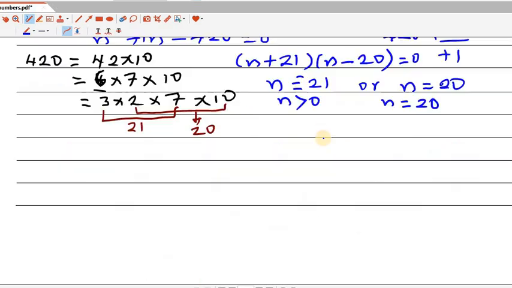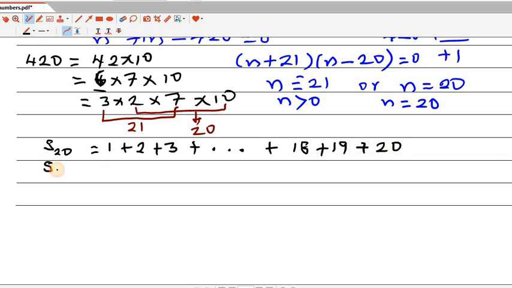Let's see how the answer makes sense. What they're saying is the sum from 1 to 20 is 210. So let me write S20 as 1 plus 2 plus 3 plus dot dot dot plus 18 plus 19 plus 20. Let's write S20 in the reverse order: 20 plus 19 plus 18 plus dot dot dot plus 3 plus 2 plus 1.